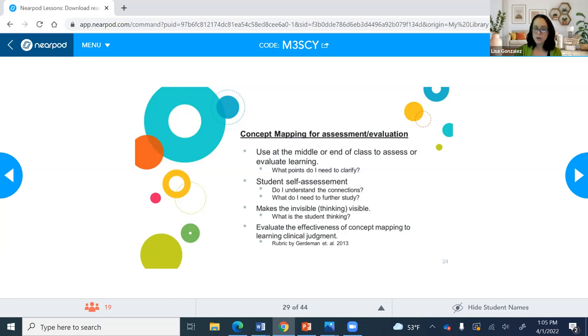So concept mapping can also be used for a student's self-assessment. Self-assessments are valuable tools for students because they encourage introspection and reflection. And remember, reflection is part of doing really good clinical judgment. We want nurses who are internally motivated and driven, reflective of their own practice, and able to develop a healthy self-assessment practice. That way they will catch errors in their thinking and remedy them before they become a patient error.